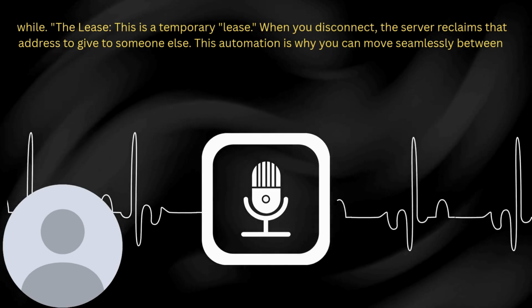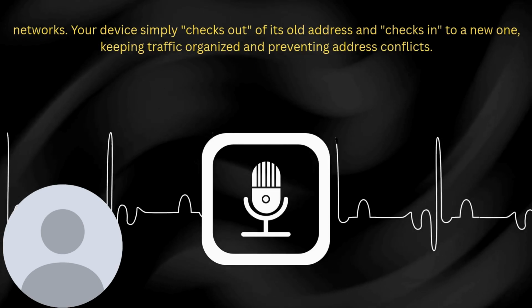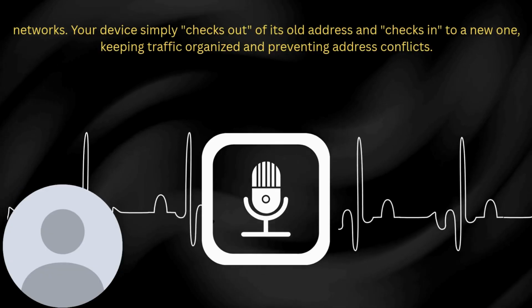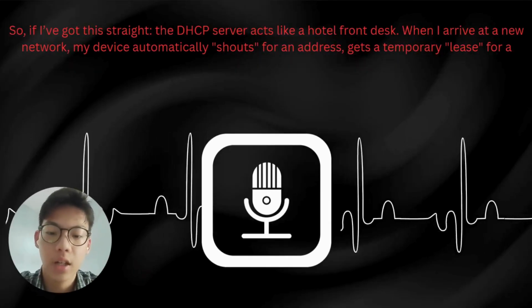This automation is why you can move seamlessly between networks. Your device simply checks out of its old address and checks into a new one, keeping traffic organized and preventing address conflicts. So if I got this straight, the DHCP server acts like a hotel front desk.